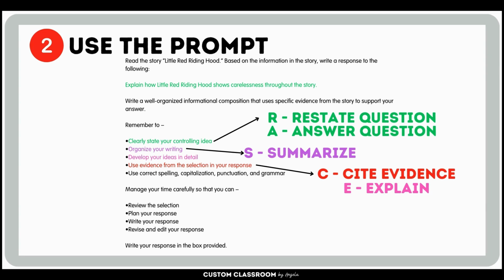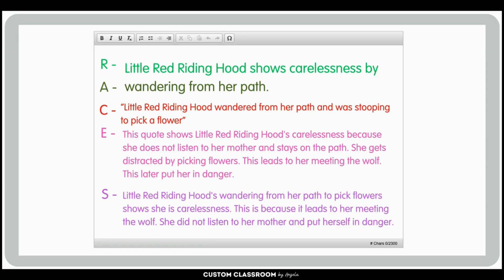This is a part of the organizational piece. So to wrap up my idea, I put Little Red Riding Hood wanders from her path to pick flowers, shows she is careless. This is because it leads to her meeting the wolf. She did not listen to her mother and put herself in danger.